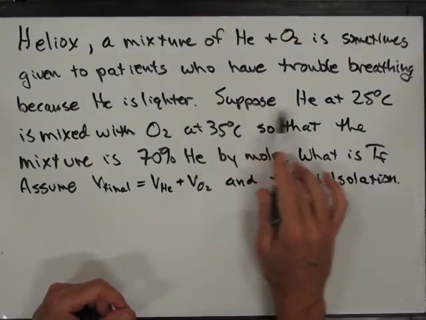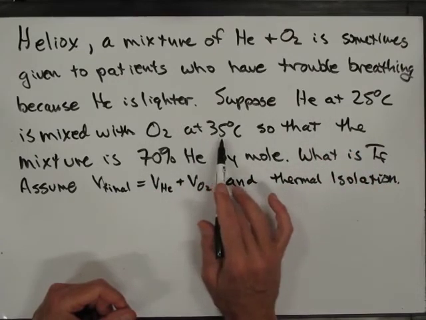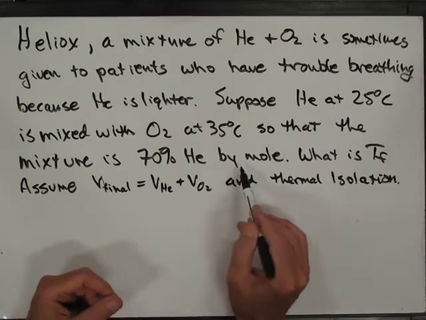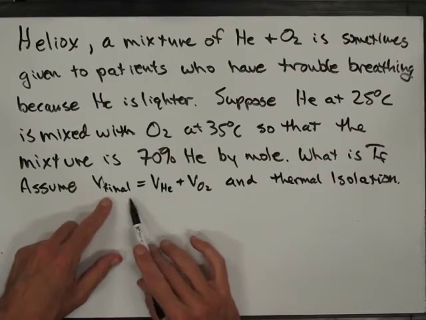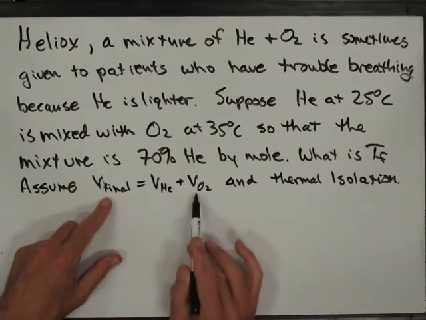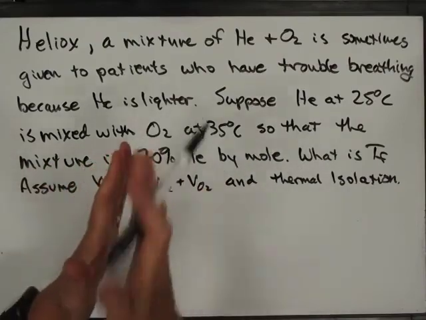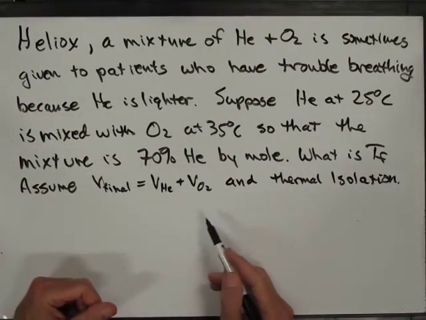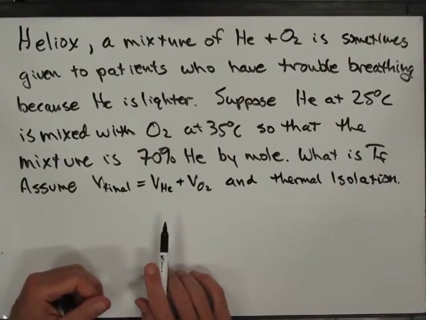And so in this problem it says, suppose the helium is at 25 degrees and is mixed with oxygen at 35 degrees, so that the mixture is 70% helium by mole. And it says, what is the final temperature? And we're assuming the final volume is equal to the sum of the 2 initial volumes, so that you can kind of treat it as a constant volume thing. That is to say, you have a partition, you just remove it, and so they still are sort of occupying, you might say, the same amount of volume, even though they're stretched out through a mixture.